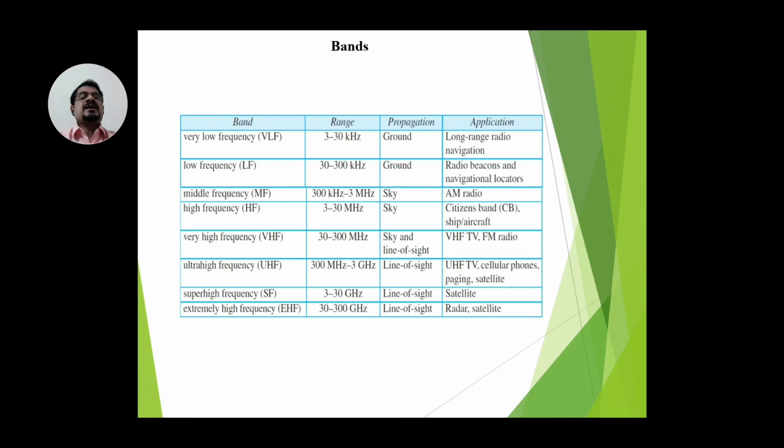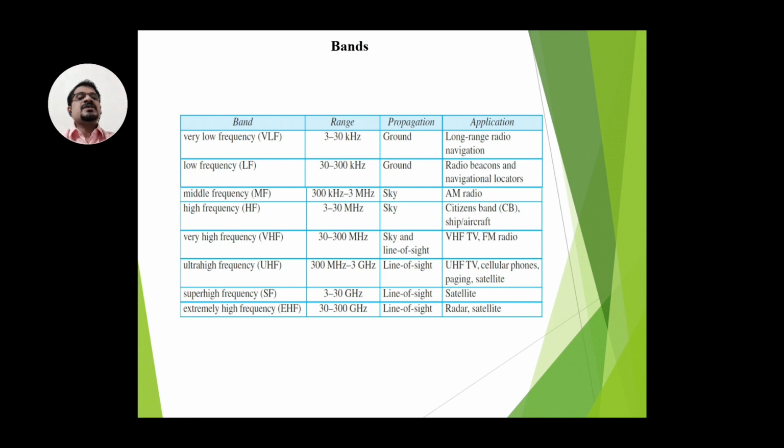These are all the different bands. For VLF, very low frequency, 3 to 30 kilohertz, the propagation is ground propagation, and the application is long range radio navigation. LF is low frequency, 30 to 300 kilohertz, used for ground radio beacons and navigation locations.